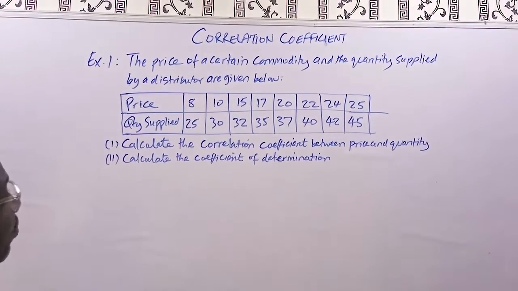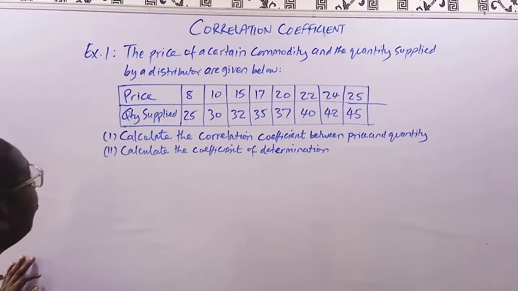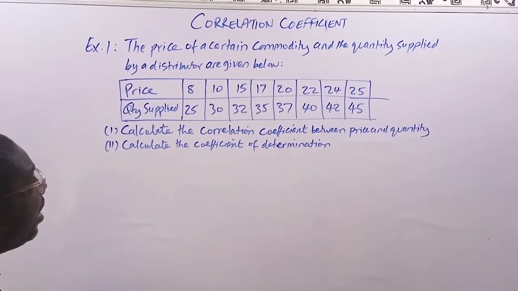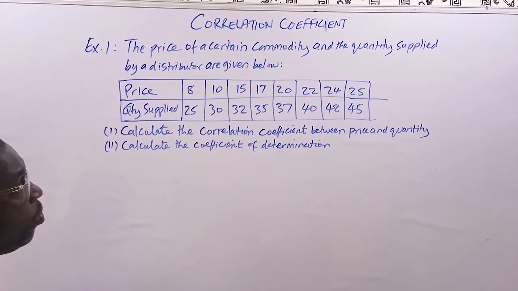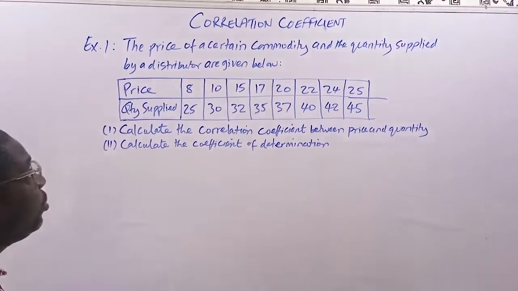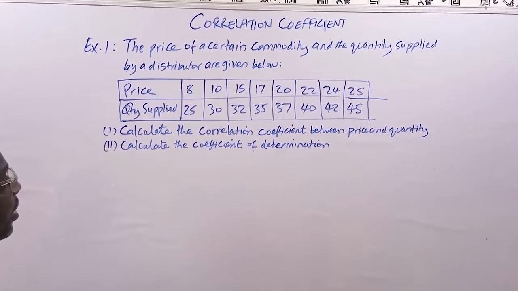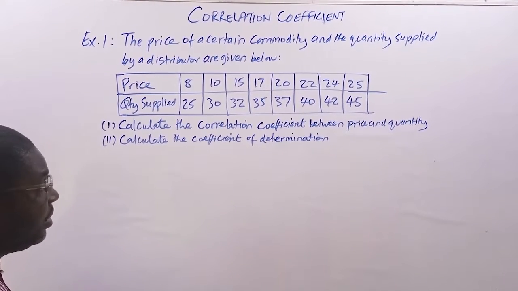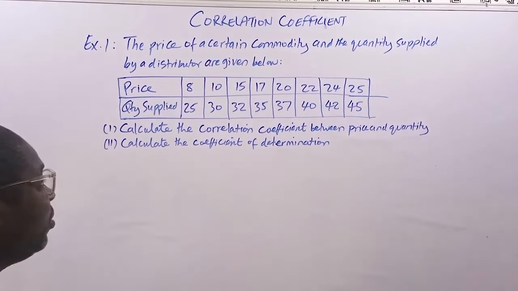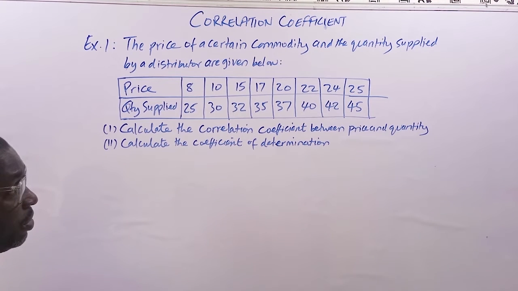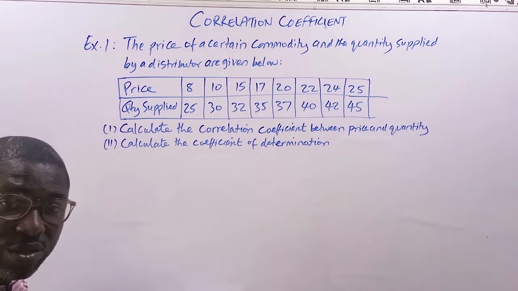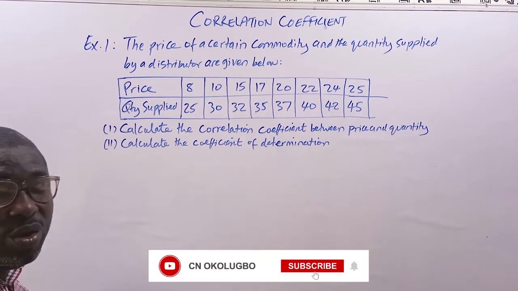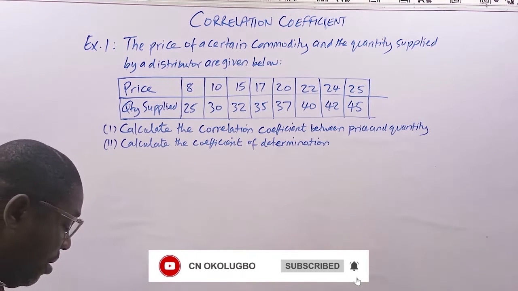Here you can see we have correlation analysis, and we have example 1. The price of a certain commodity and the quantity supplied by a distributor are given below. Here we have price, and then we have the quantity supplied. The question we have is to calculate the correlation coefficient between price and quantity. We want to find the relationship, the strength of the relationship and the direction of the relationship, and that's denoted by r.